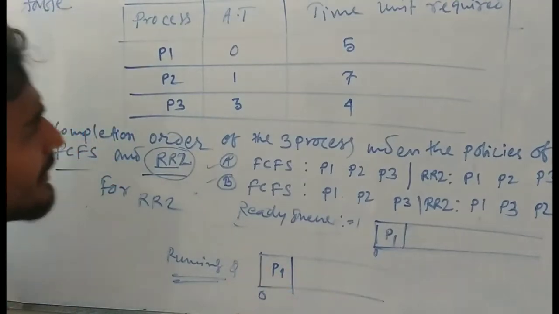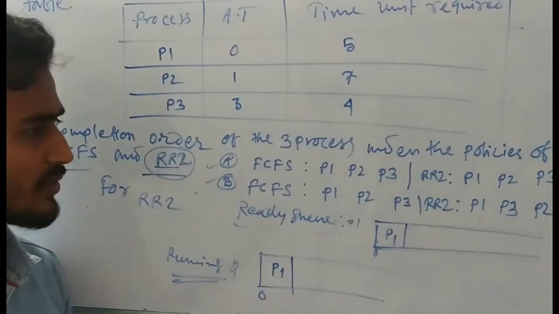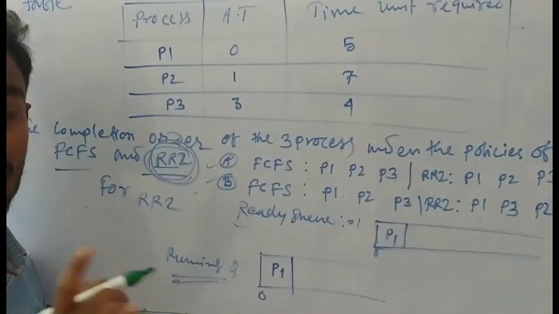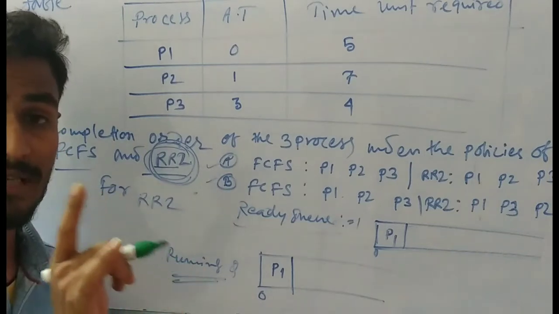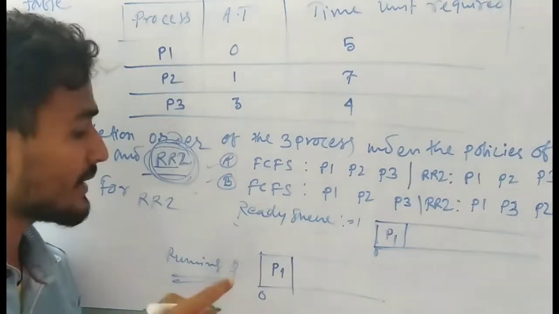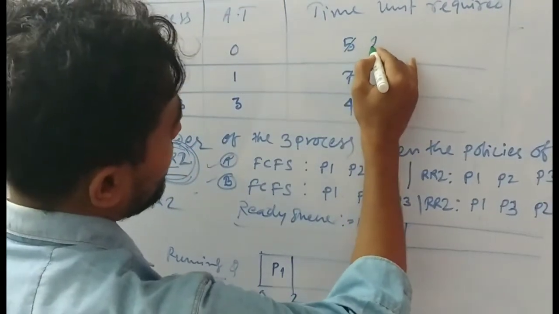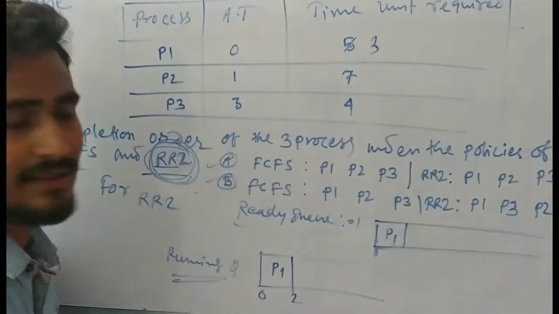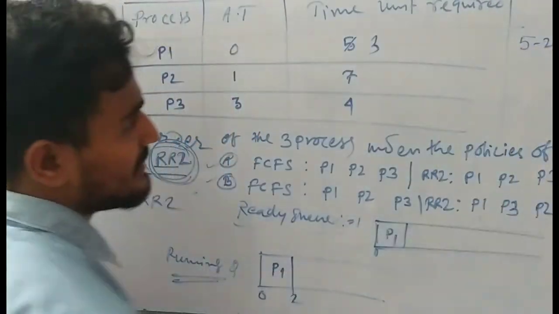Sir, P1 continues for how many times? 2 times, because we know the time quantum is 2. In the round robin algorithm, the most important thing is the time quantum. So the time quantum is 2, that's why it continues 2 times. So I just write 3, because 5 minus 2 is 3.